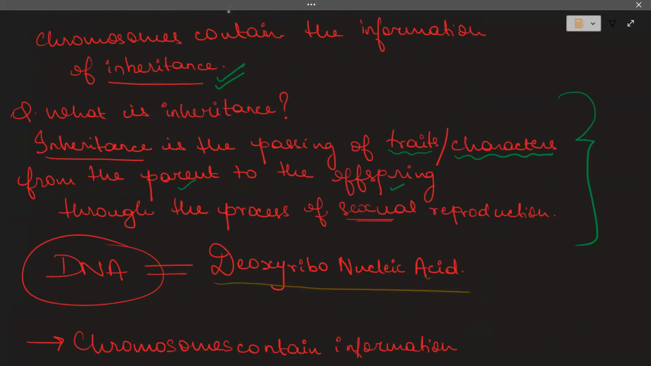But what is inheritance? Inheritance is the passing of traits or characters or any, you can say, quality from the parent to the offspring through the process of sexual reproduction. This is known as inheritance. And this inheritance takes place through chromosomes because they carry the information for this inheritance process.